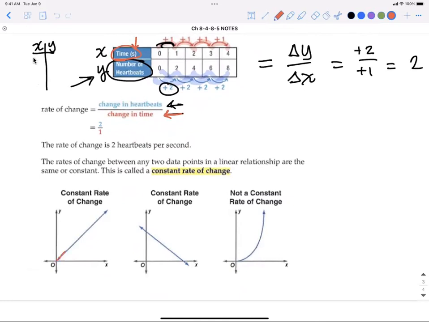This is a constant positive rate of change. This is a negative constant rate of change or linear rate of change. And because this curves, it's not a straight line, it's considered not a constant rate of change. And the reason is because it is not linear.